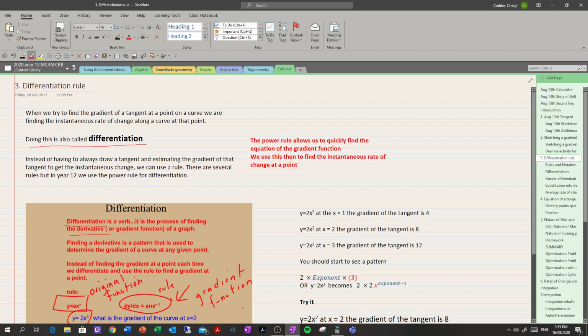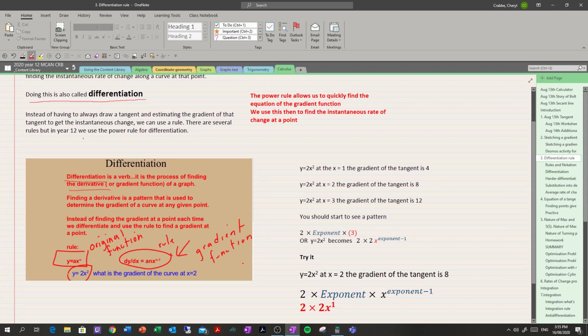Basically what we're doing is called differentiation, right? So that's like the verb, differentiation. We're differentiating, but we're not doing it formally. Instead of always drawing a tangent and estimating its gradient to get the instantaneous change, we use a rule, which is a lot more efficient, and it allows us to do a lot more things. There are several rules, but in year 12 we use the power rule, sorry, not the product rule, the power rule for differentiation.